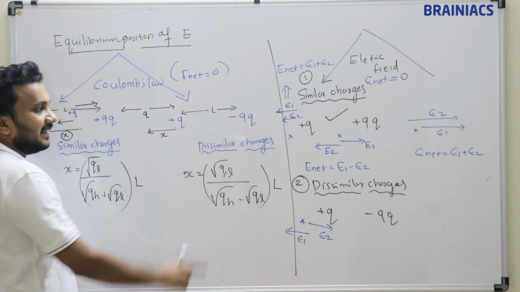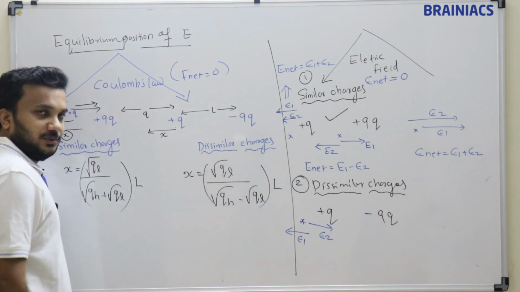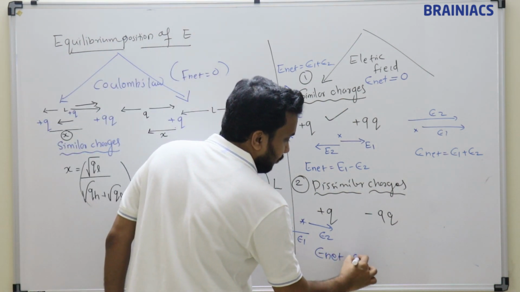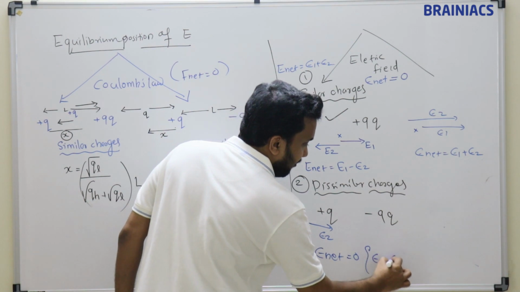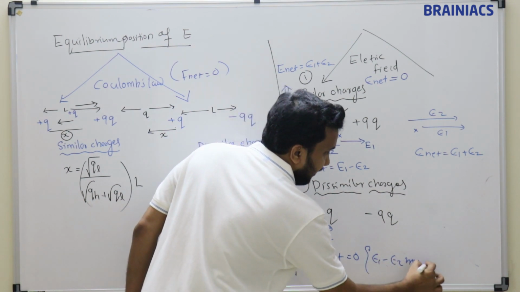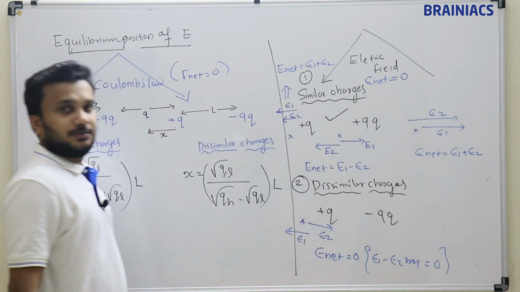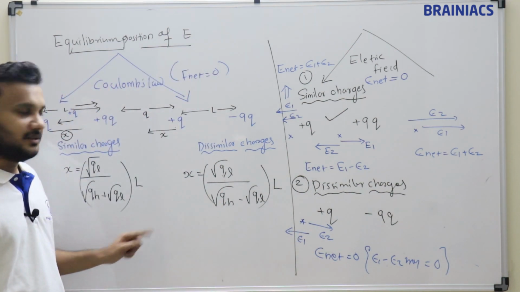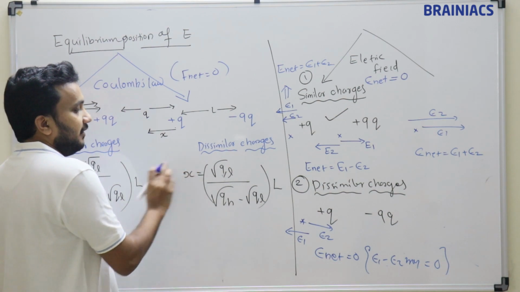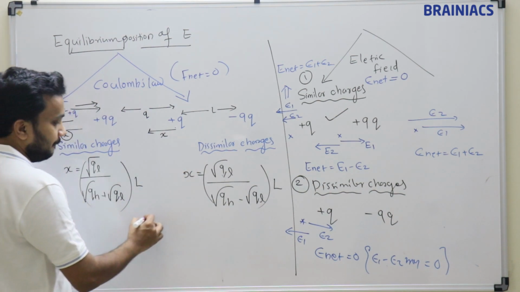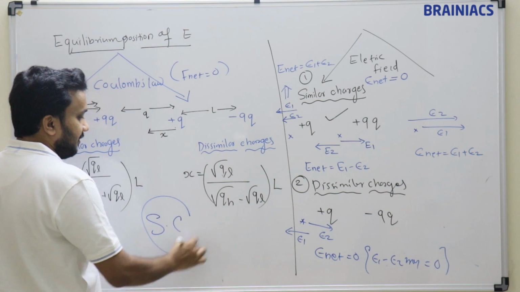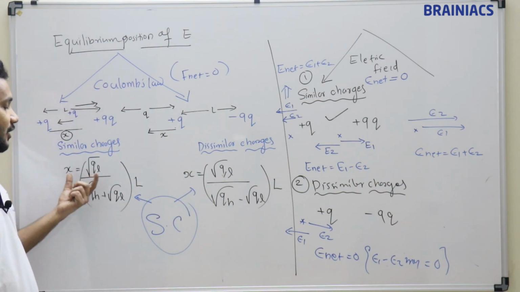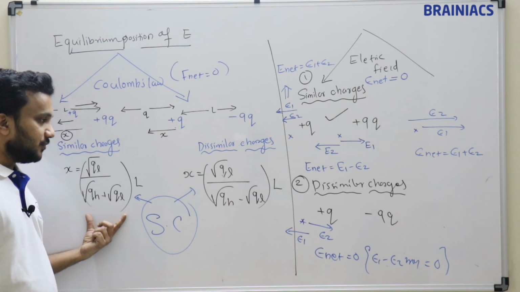This is similar to dissimilar charges in Coulomb's law. Here there is a possibility that E net will be equal to 0, because E1 minus E2 may equal 0. So E net will be equal to 0 like this. Here also we know the x quantities. This is a shortcut method we applied to find the equilibrium position for Coulomb's law.